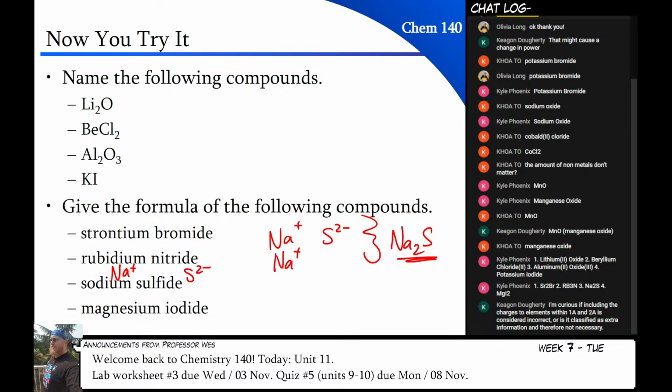And then the last one, here's magnesium, Mg2+. Iodide is I-. Do I have enough of everything? No, I need more of this to balance out the charge. There's your formula. There we go.